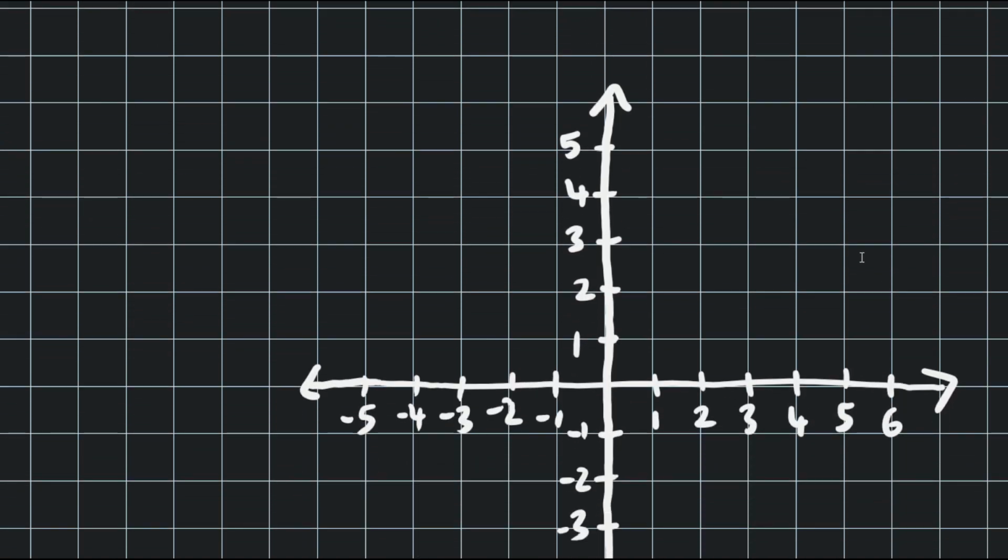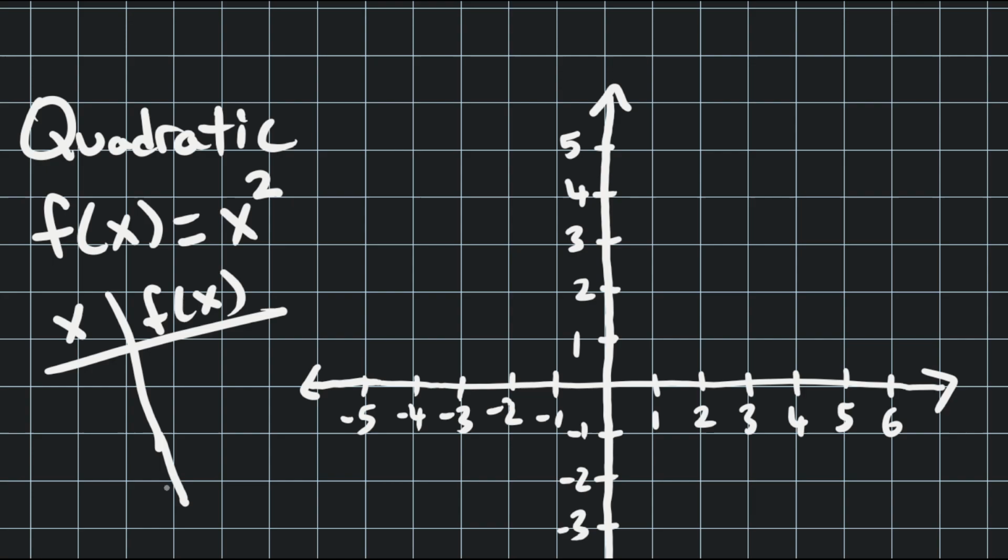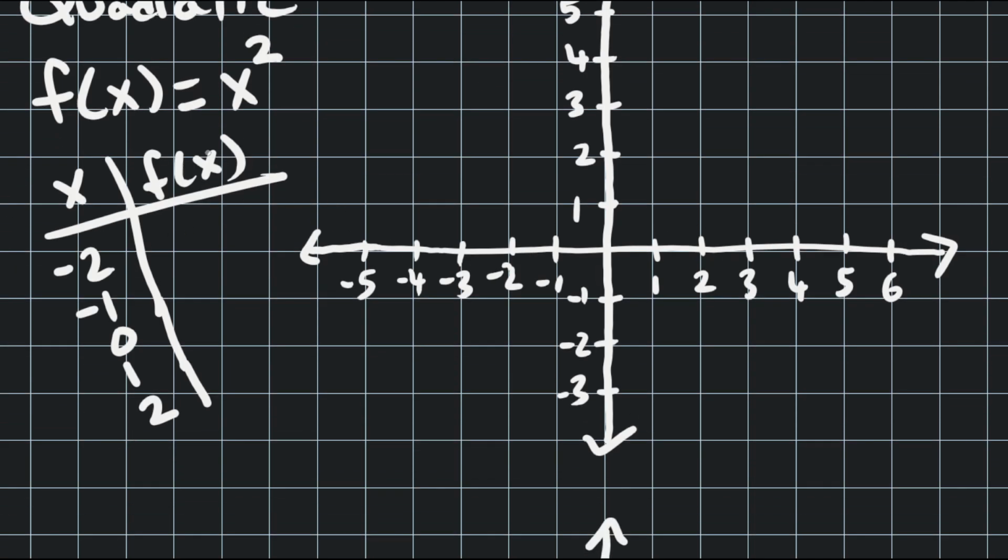Now let's talk about the next type of function, quadratic functions. So a quadratic function takes the form f of x equals x squared. And let's go ahead and create a table, x and f of x. And let's come up with the values. So with -2, -1, 0, 1, and 2. Okay, so let's find each of these.